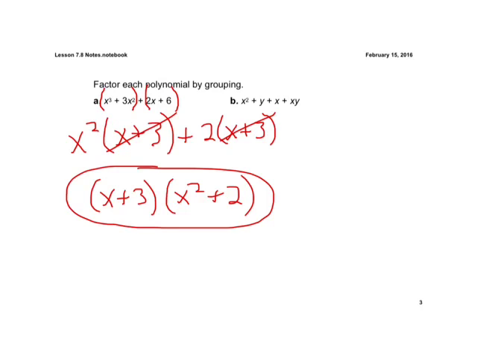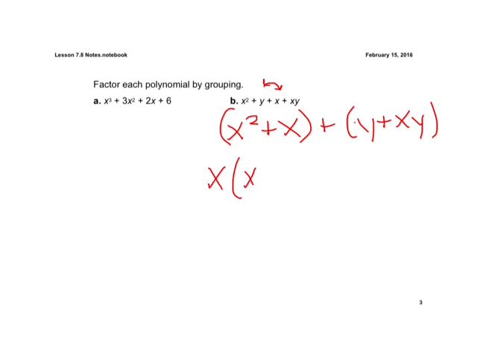Okay, let's try example B. Let me clear this. Now we look at those first two terms, x squared and y. We can't factor anything out of that, so what we need to do is rearrange it. It's an addition problem, so we know we can do that. Let's flip this x and y. So if we rewrite it, we have x squared plus x. We know we can factor an x out of those, plus our other two terms. If we have y plus xy, we know we can factor a y out of there. So let's start factoring here.